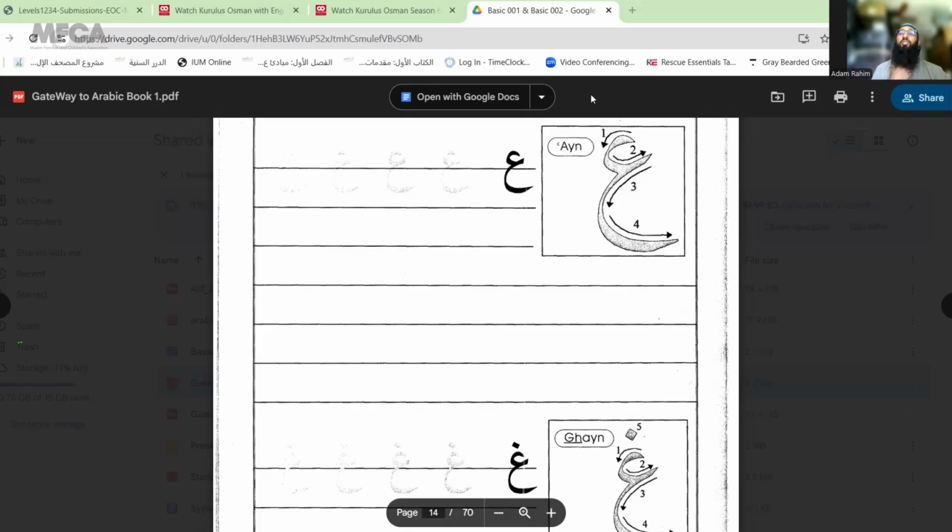It's a sound that comes from our throat. I'm sorry, it comes from the middle of our throat. The throat is separated into three categories. We have the top of our throat, the middle of our throat, and the bottom of our throat. This letter ain comes from the middle of our throat. It's a sound that you want to get under and lift out of our throat. Think about it like that. The name of the letter is ain.